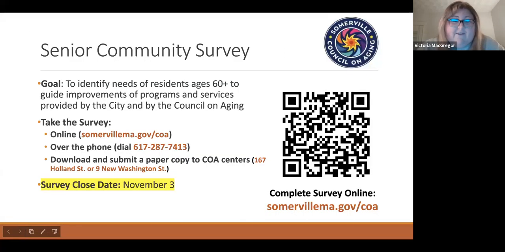The Somerville Council on Aging has launched a senior community survey to identify resident needs to guide improvements to the programs and services provided. You can take the survey online, over the phone, or download and submit a paper copy in person. The survey is open until tomorrow, so if you have not completed that yet, we encourage you to do so.